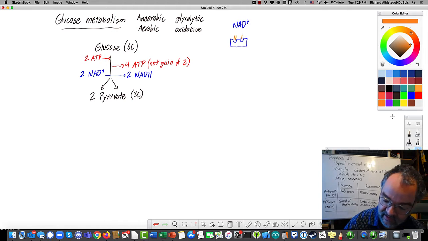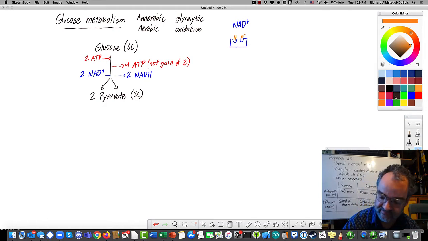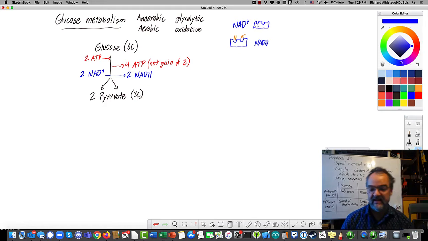and sort of an extra electron. This is skipping over some of the detail. So there's our electron. You could think of it almost as just carrying 2 electrons, one extra and one on the hydrogen. This is now NADH. So NAD plus is the empty version. NADH is when it's loaded.